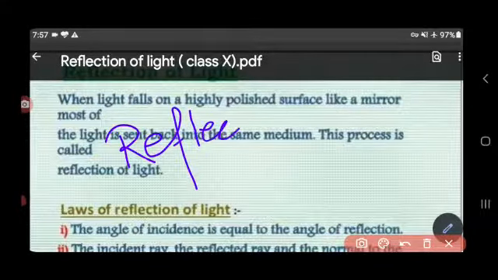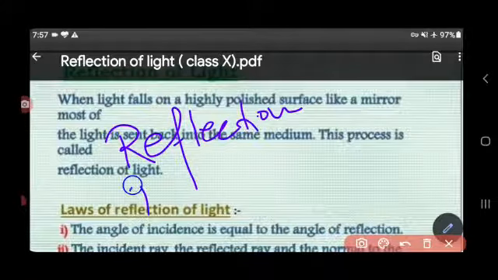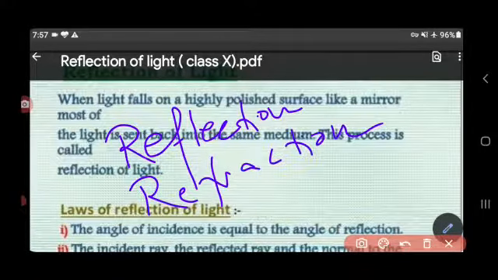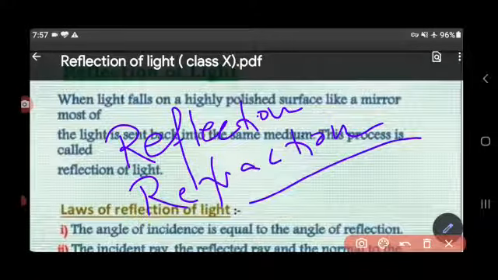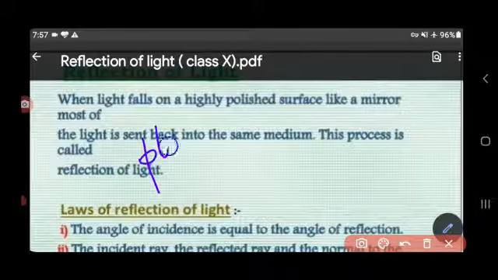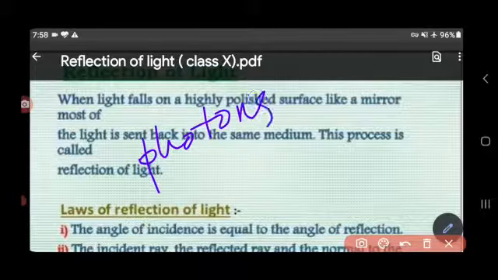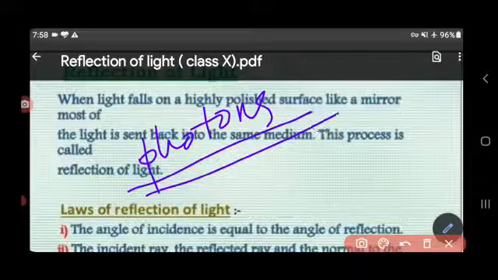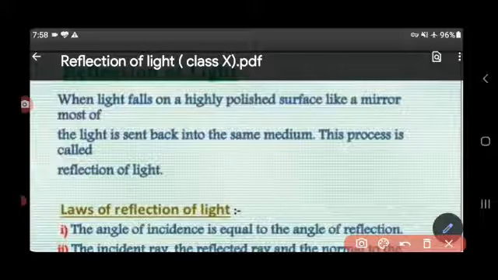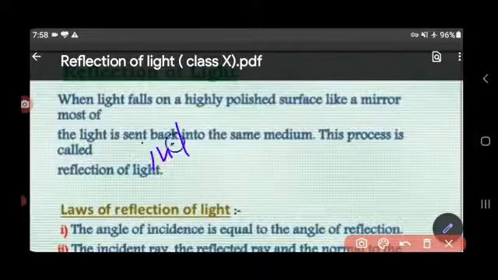Whereas some other properties like interference, diffraction, polarization, etc. cannot be explained by considering light as particle. If we want to explain these phenomena like interference, diffraction, polarization, we must consider light as wave.